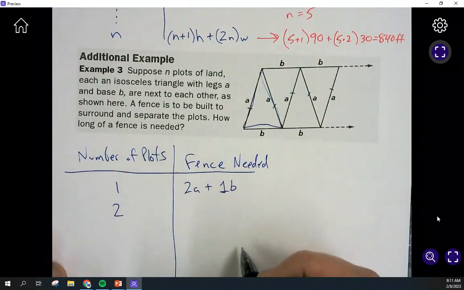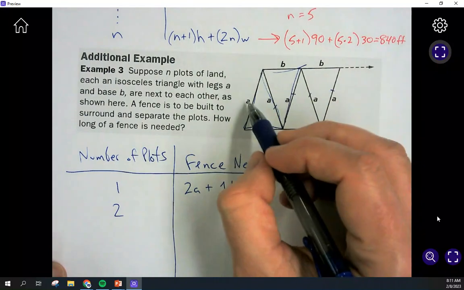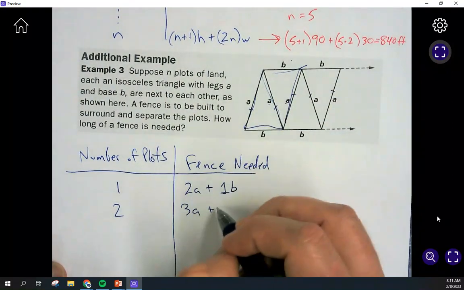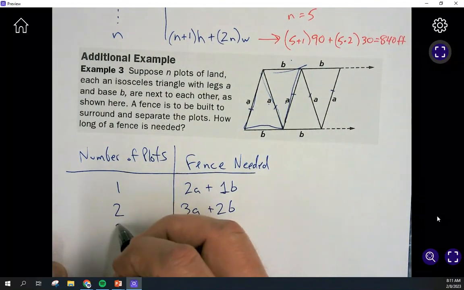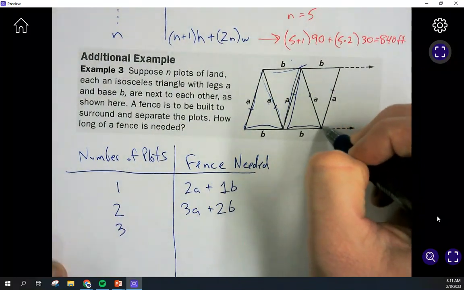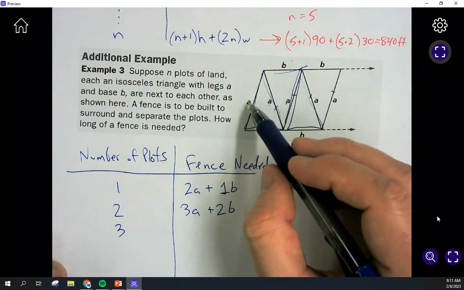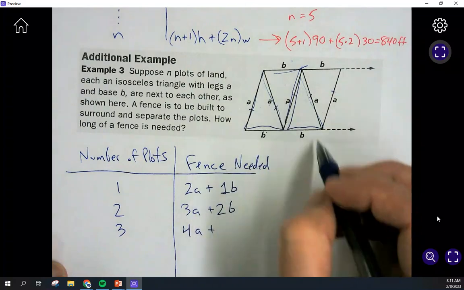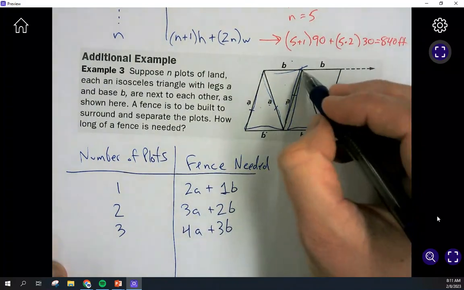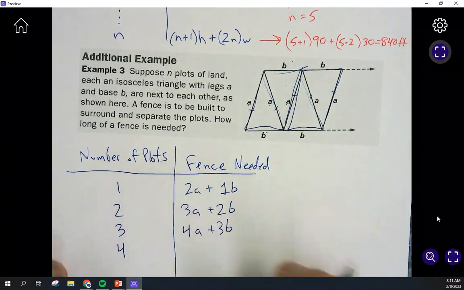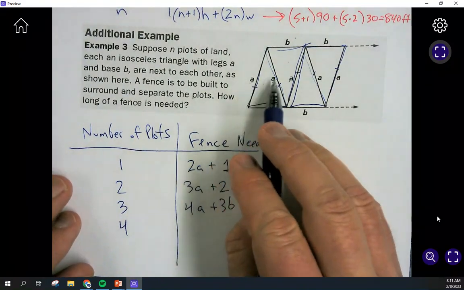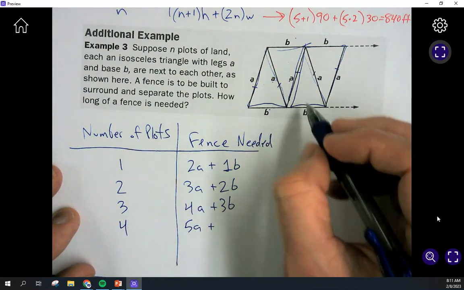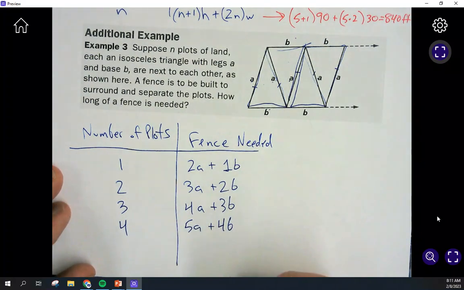So for two plots, I've got two of these now. There are 3 A's total plus 2 B's. Starting to see a pattern. 3 plots, all of this being fenced in. 1, 2, 3, 4 A's plus 3 B's. I've got another one here. I might as well throw it on there. So for 4 plots, I've got 1, 2, 3, 4, 5 A's. And I've got 1, 2, 3, 4 B's.